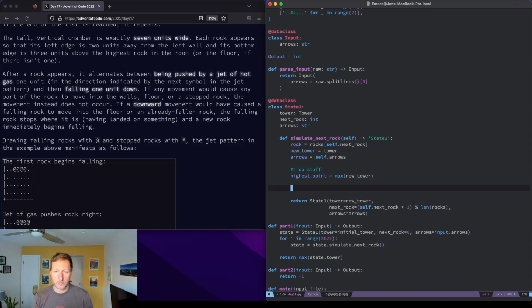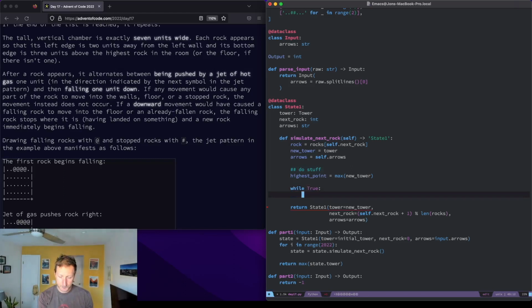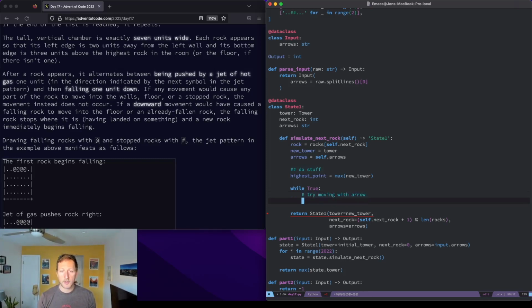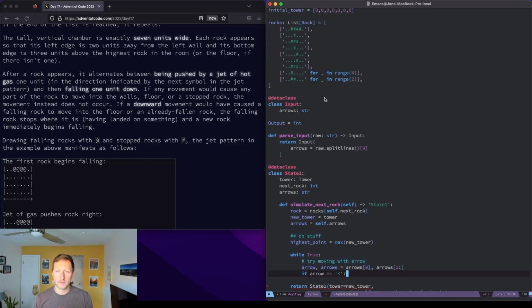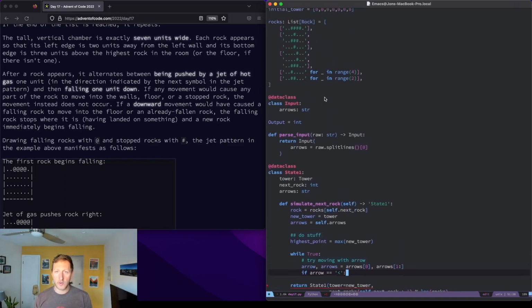So let's do while true, try moving with arrow. So arrow, arrows equals arrows 0, arrows 1 colon. And then if arrow is left, then we have to move it left.